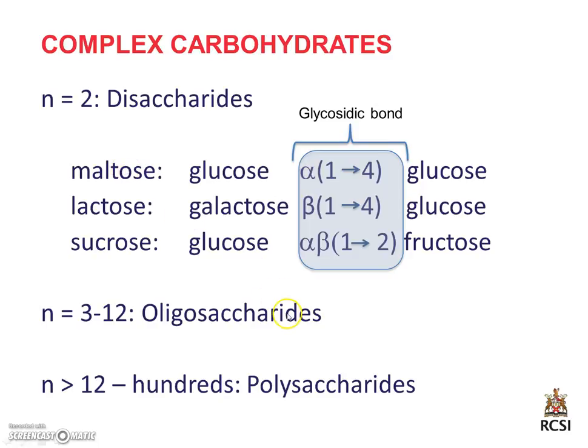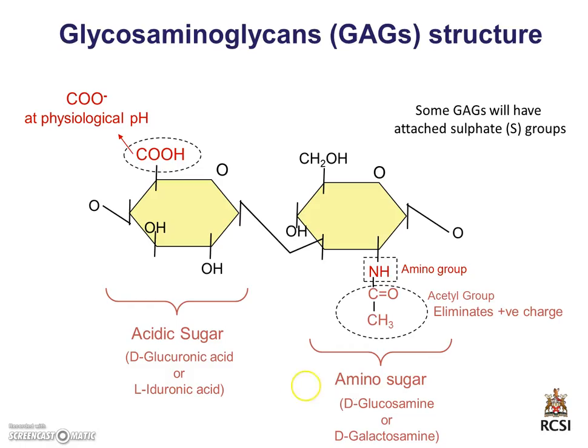We then go on to have a look at chains of monosaccharides. If there are anywhere between 3 and 12 monosaccharides in the chain, it's referred to as an oligosaccharide. And chains of monosaccharides with numbers greater than 12 and all the way up to hundreds of monosaccharides are known as polysaccharides. We then go on to have a closer look at some of these complex carbohydrates.